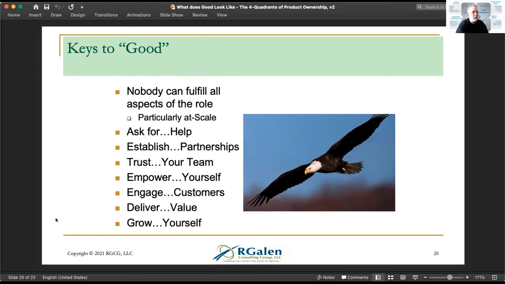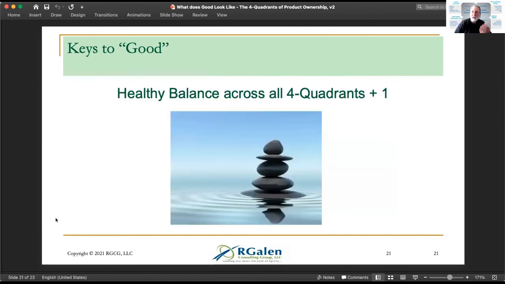Empower yourself. Engage your customers, deliver value, and then grow yourself. Don't starve your growth. Those are, I think, keys to good. The meta key to good is this: I see imbalanced product owners in the real world. They're spending too much time, for whatever reason, in one quadrant, and they're starving the other ones. To be an effective product owner, you need to be balancing across all 4+1. If you're with me, you need to be balancing based on your context.